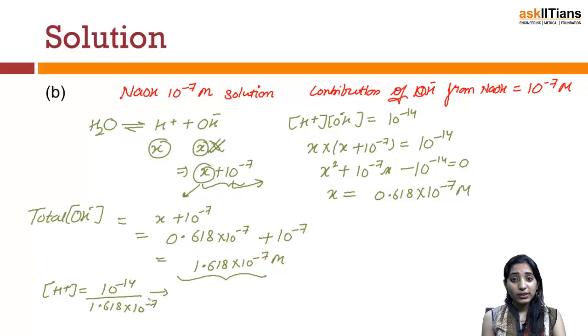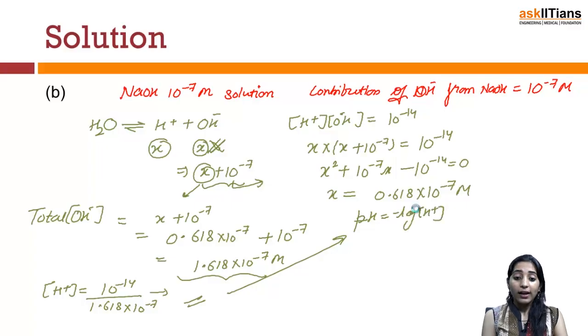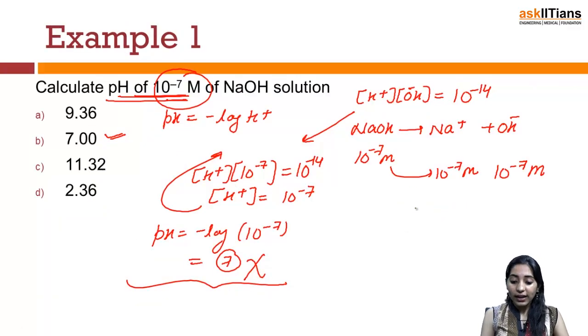And if I do this, I'll get the value of H positive. And if I have the value of H positive, I can very easily use this and say that pH will be nothing but minus log of H positive. Now if we solve the entire equation the way I have told in the solution, we'll get the value of pH as nearly 7.21.